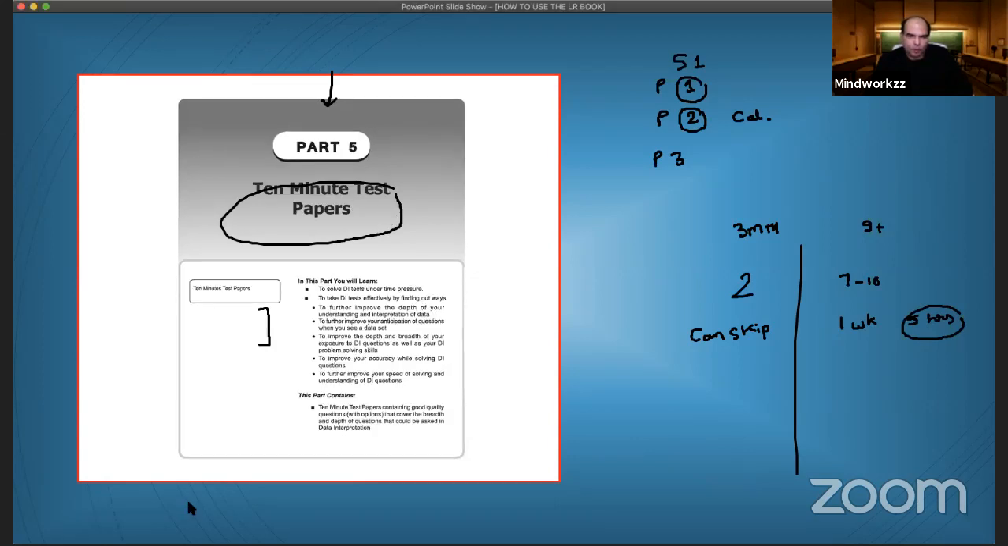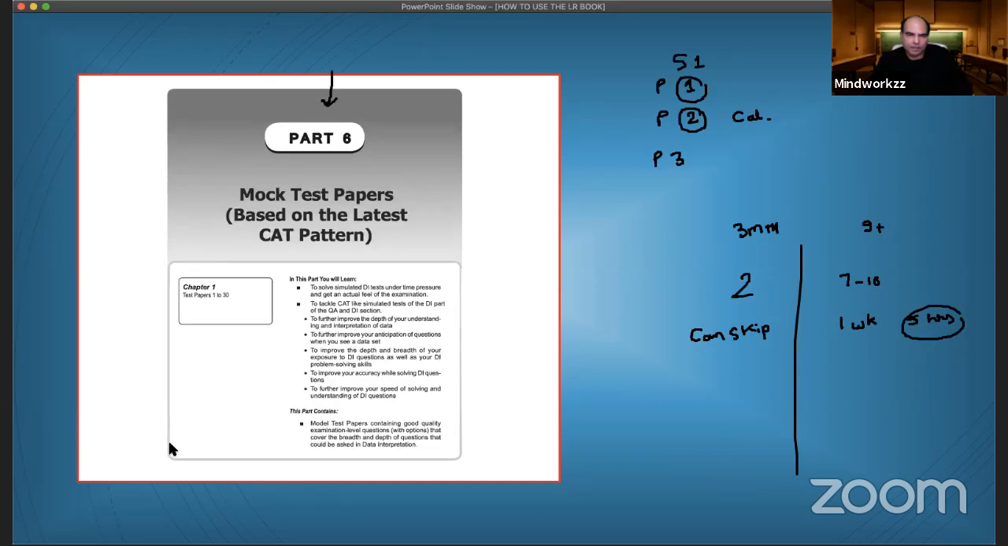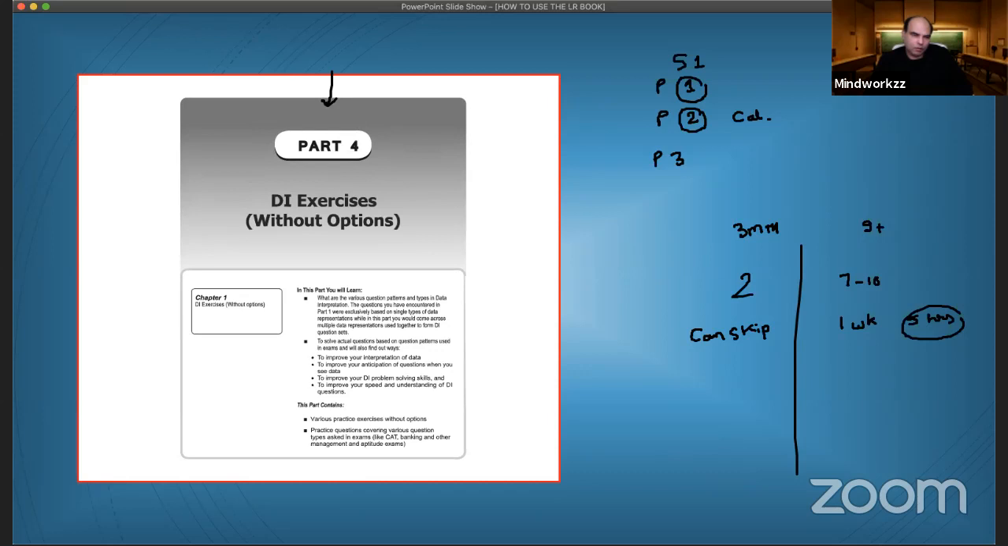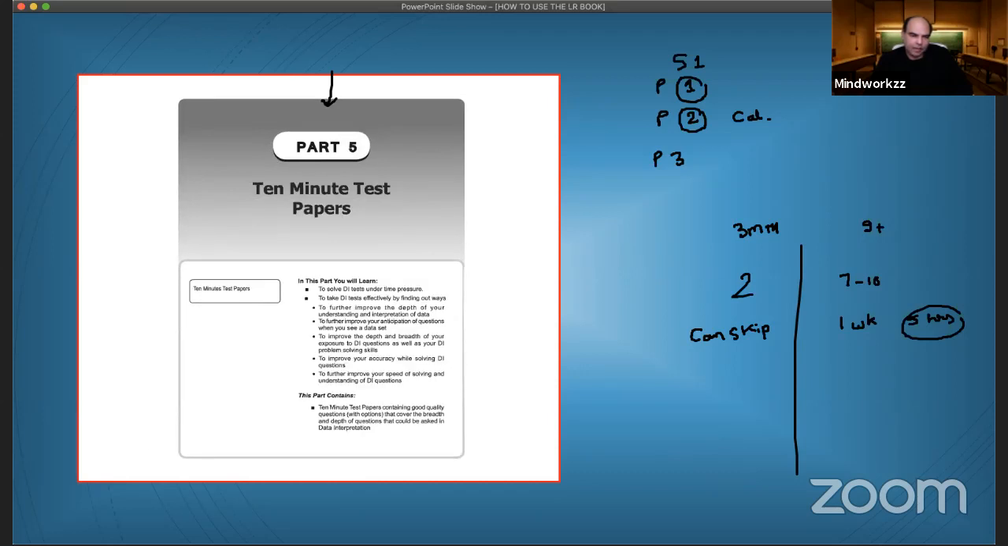Just warming you up again for your DI preparation. So that brings us to the 10-minute test papers, part 5 and part 6, the mock test papers. I think there are around 30 of them in the book. So even if you take maybe, I mean, this is where the practice will come in.